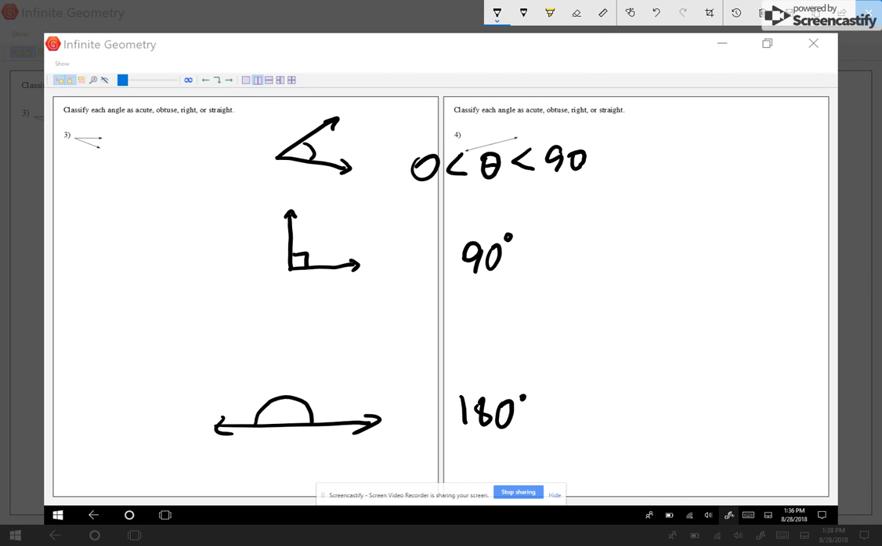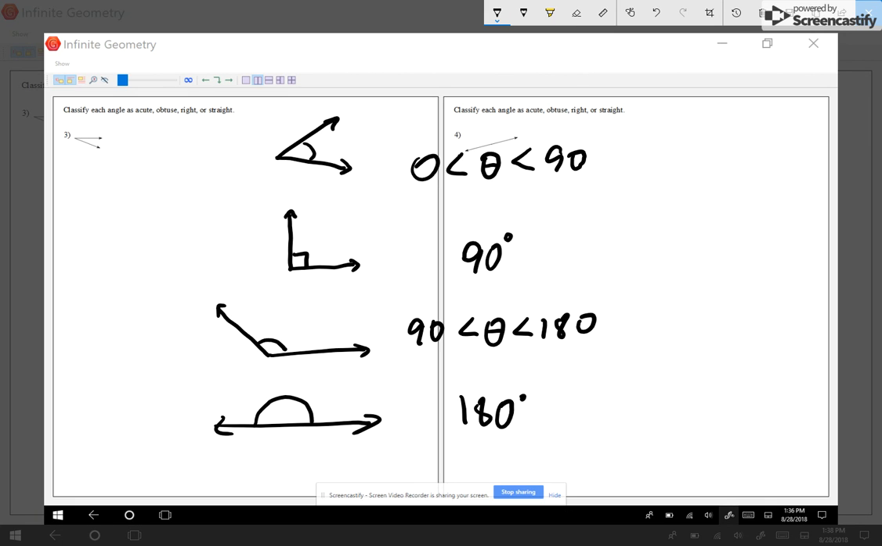And then a number between 90 and 180. Let me use theta again. Let's say it's less than 180, but more than 90. Once again, anything between 90 and 180, if I was to draw it, it would look something like that. 90 is an L shape. We'll open it. That's more than 90.